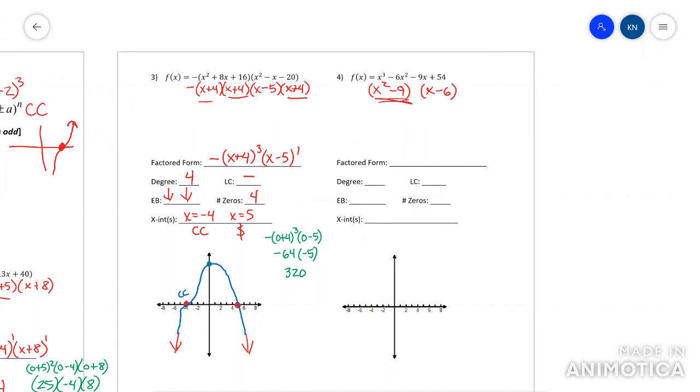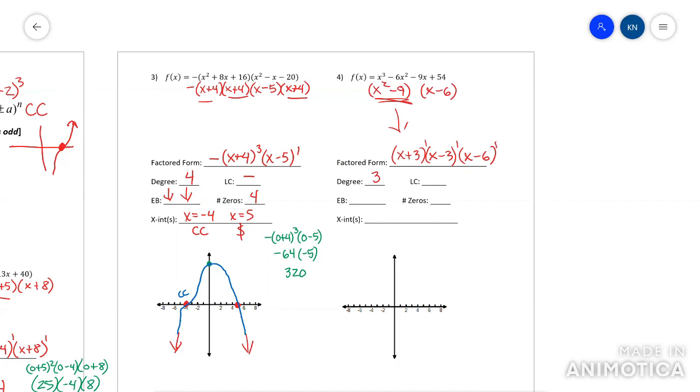This right here is still a difference of squares. So in factored form, I'm going to do that difference of squares and get x plus 3, x minus 3. Then I still have my x minus 6, just like that. So this is fully factored form now. So it's degree 3 because I add up all these exponents: 1 plus 1 plus 1 is 3.